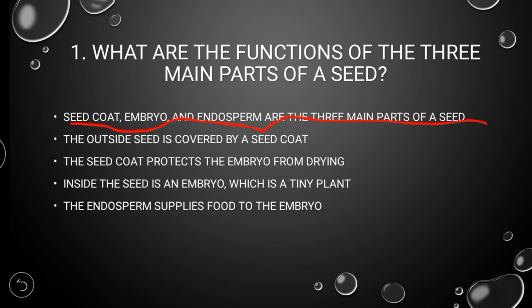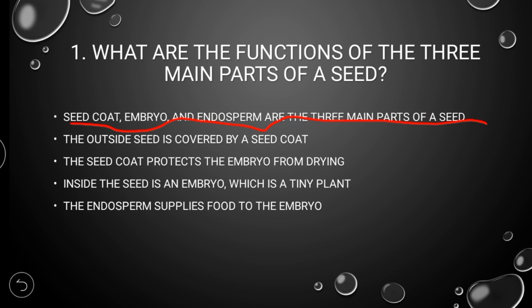Endosperm supplies food to the embryo. So I am repeating again: the seed coat, embryo and endosperm are the three main parts of a seed. The outside of the seed is covered by a seed coat. The seed coat protects the embryo from drying. Inside the seed is an embryo, which is a tiny plant. The endosperm supplies food to the embryo.